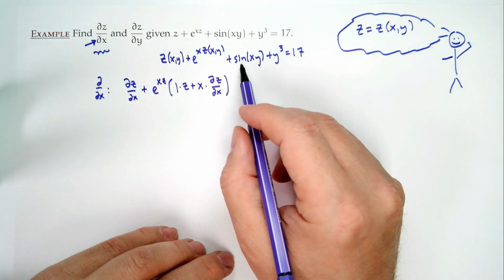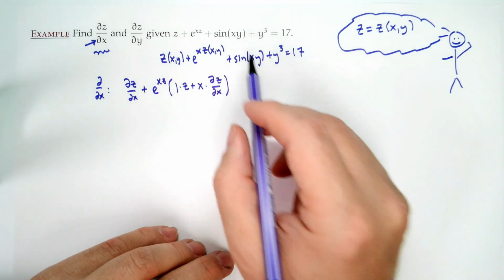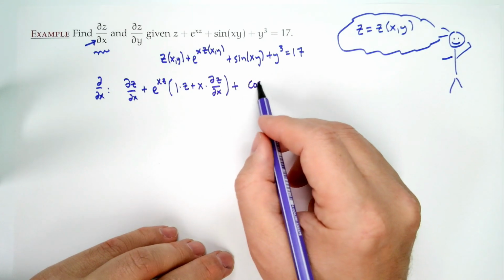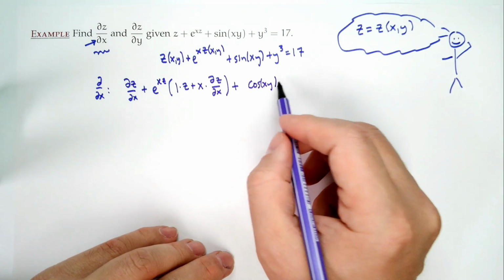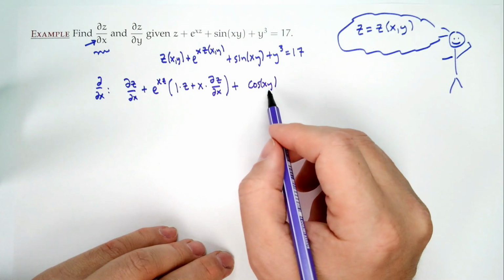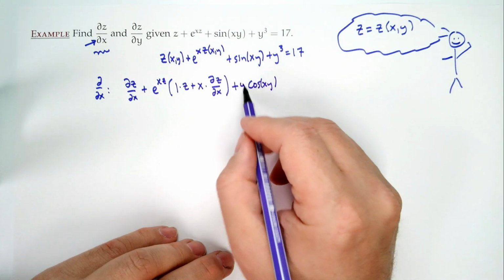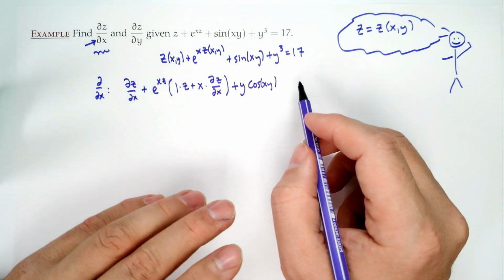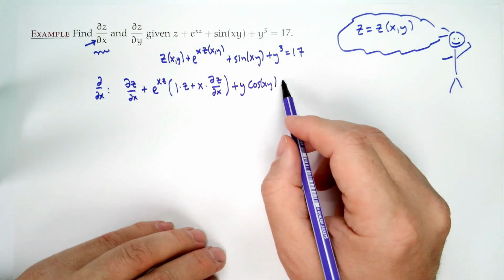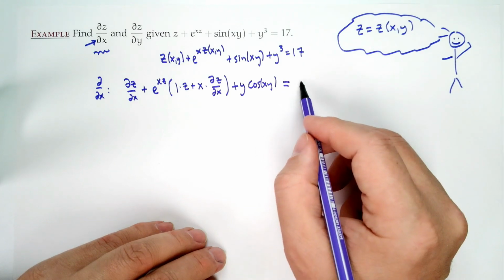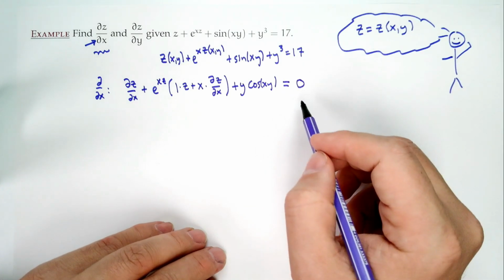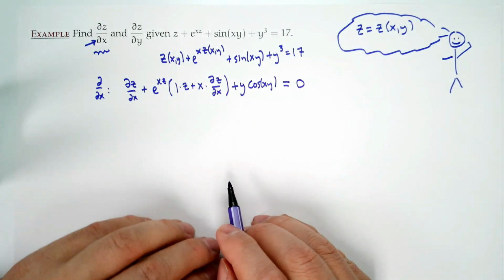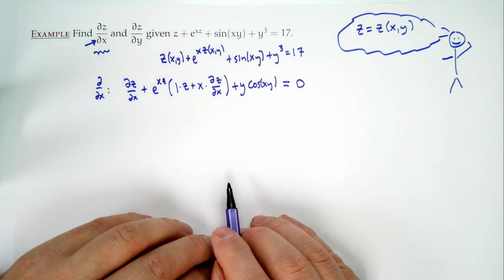Now we go to our next term. The sine of xy. Well, that one's not so bad. Derivative of sine is cosine. Then we times it by the derivative of xy with respect to x, and that would be y. Derivative of y cubed, 0. There's no x's. All right, and so that's the left-hand side. The right-hand side, 0.